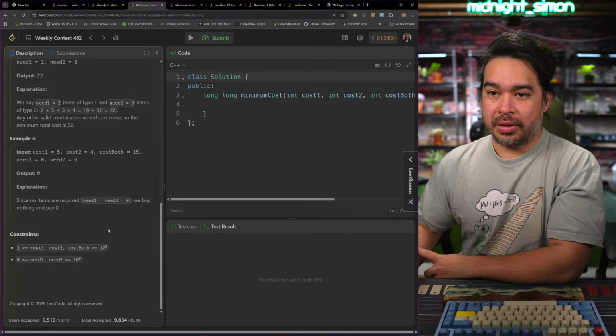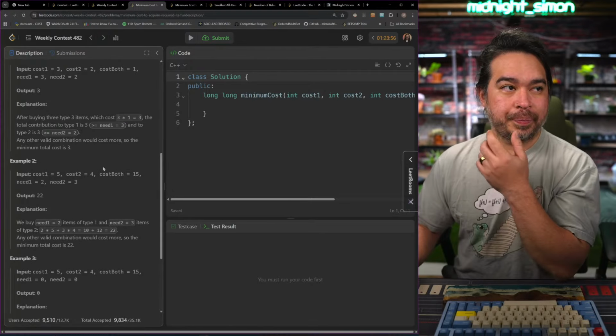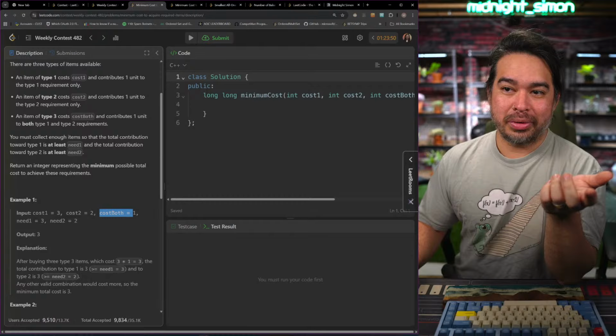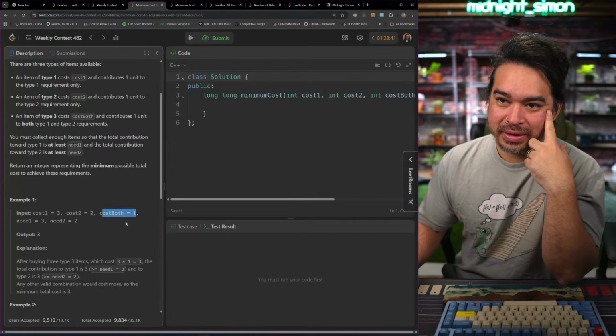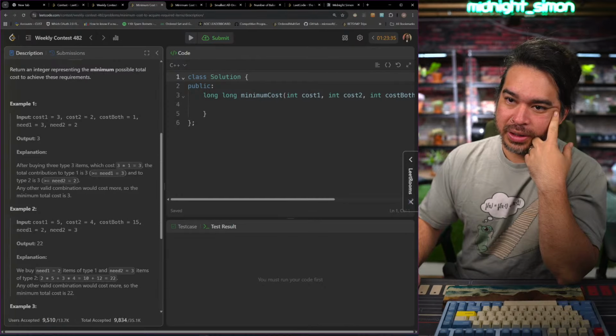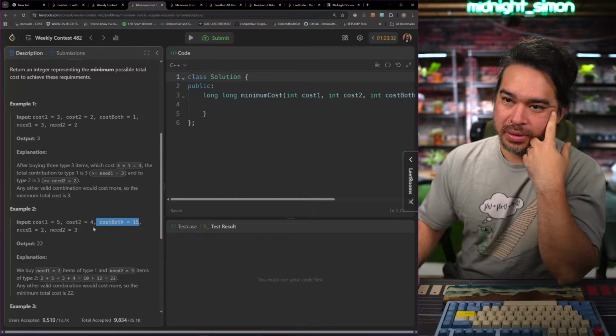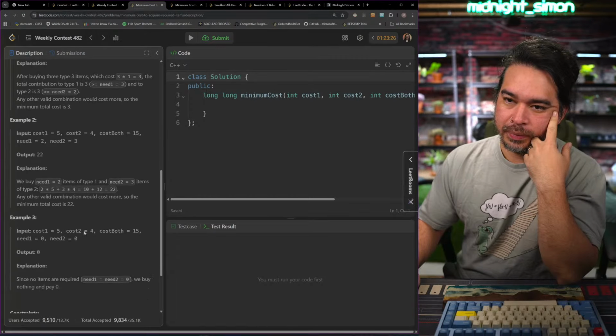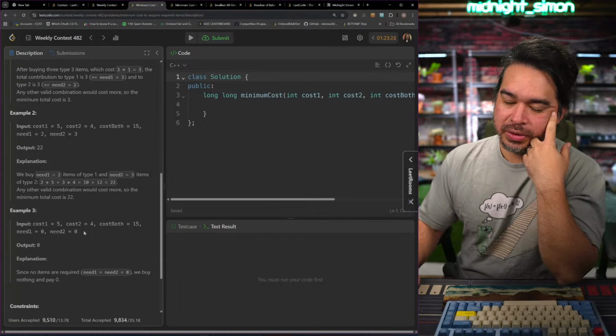Let me think. How the hell did I solve this? Well, the first thing I've noticed is if cost both is cheaper than both cost 1 and cost 2, we should just get as many cost both as we can and then fill out the rest. But then if cost both is more, then maybe it makes sense to just buy them individually. So maybe I need to try.